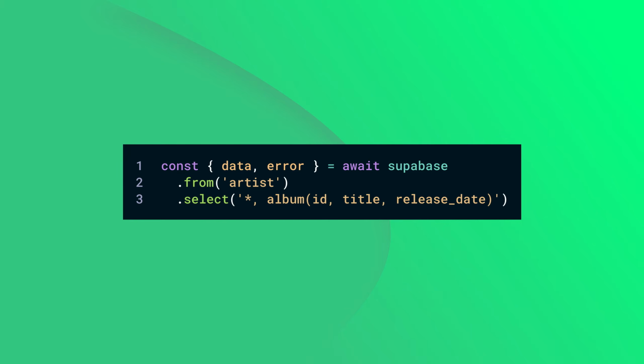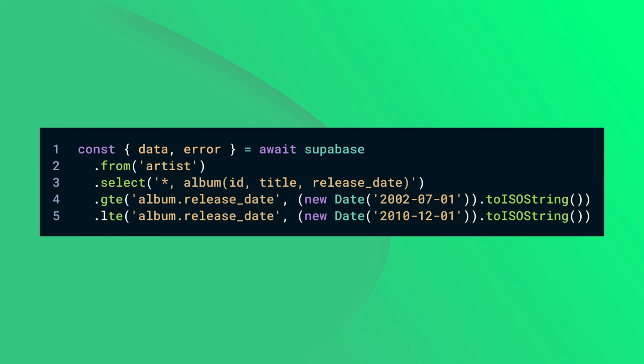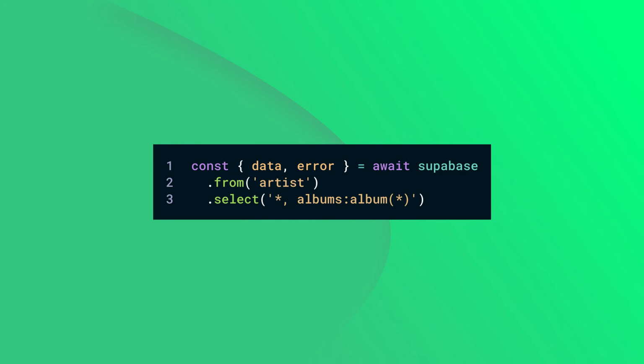We can further restrict the results by specific columns from the album table. We can also filter by columns in the related table. In this case, we are filtering by the release date of the album table. We can alias the related table by writing the alias name followed by colon and the original table name. Our results will now contain an albums object under each artist.